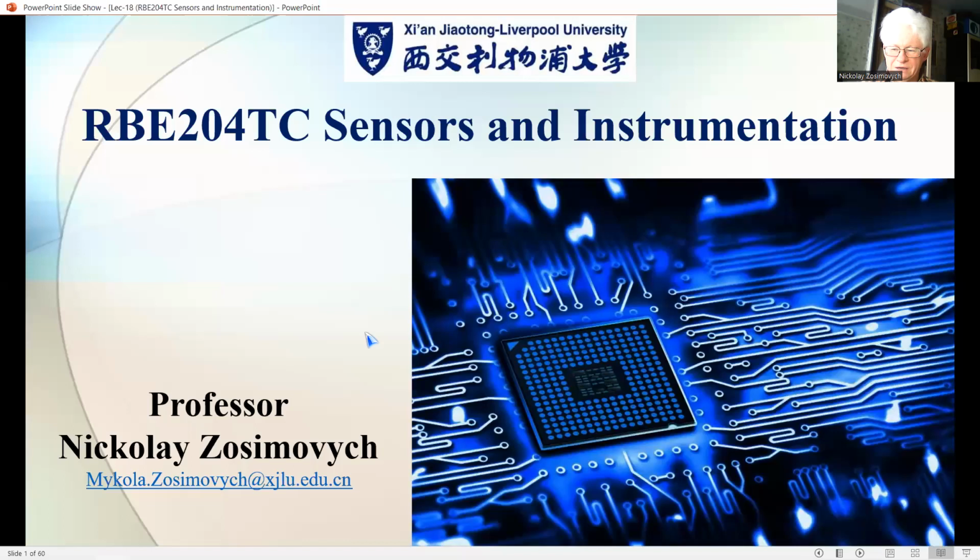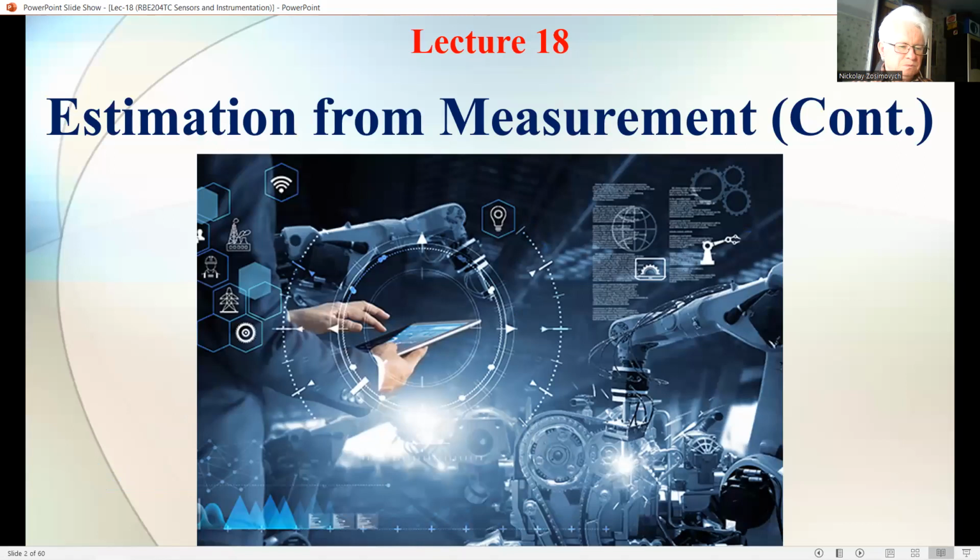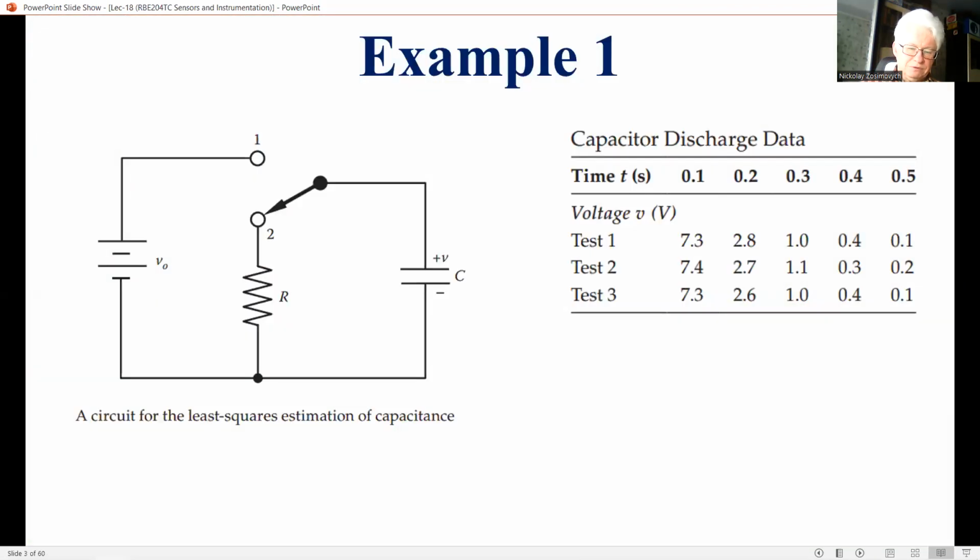Today we have lecture number 18. Now we will be continuing the topic called estimation from measurement. Let's start from an example. Consider the capacitor circuit shown in this figure. First, the capacitor is charged to voltage V0 using a constant DC voltage source.